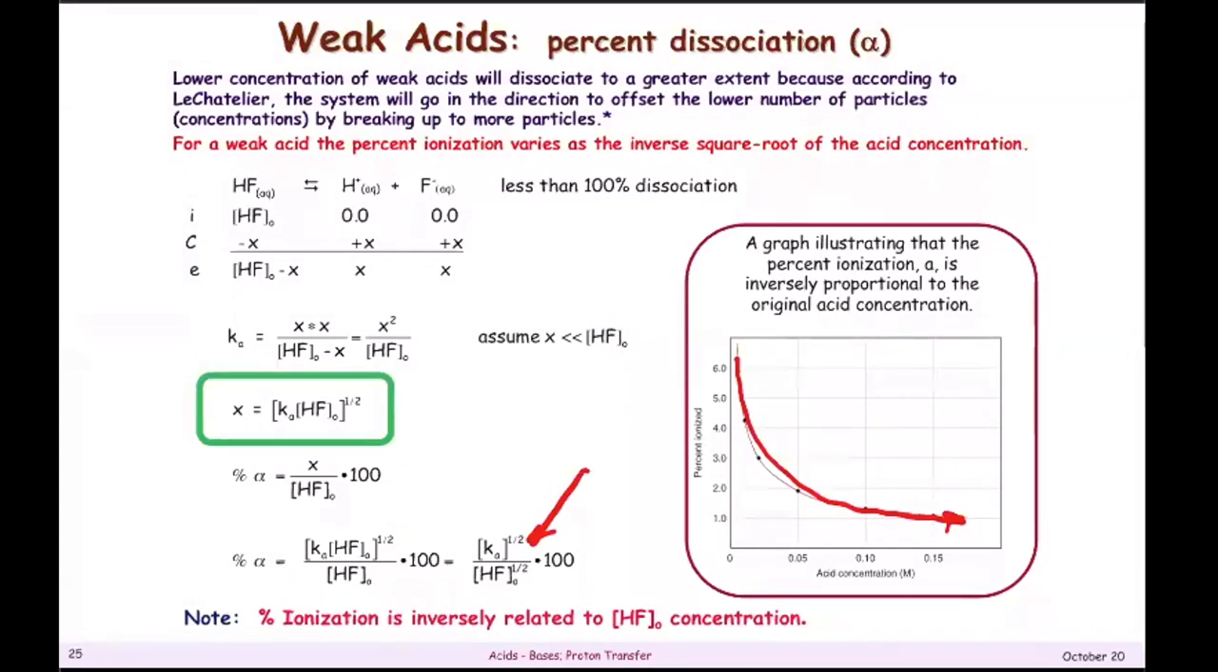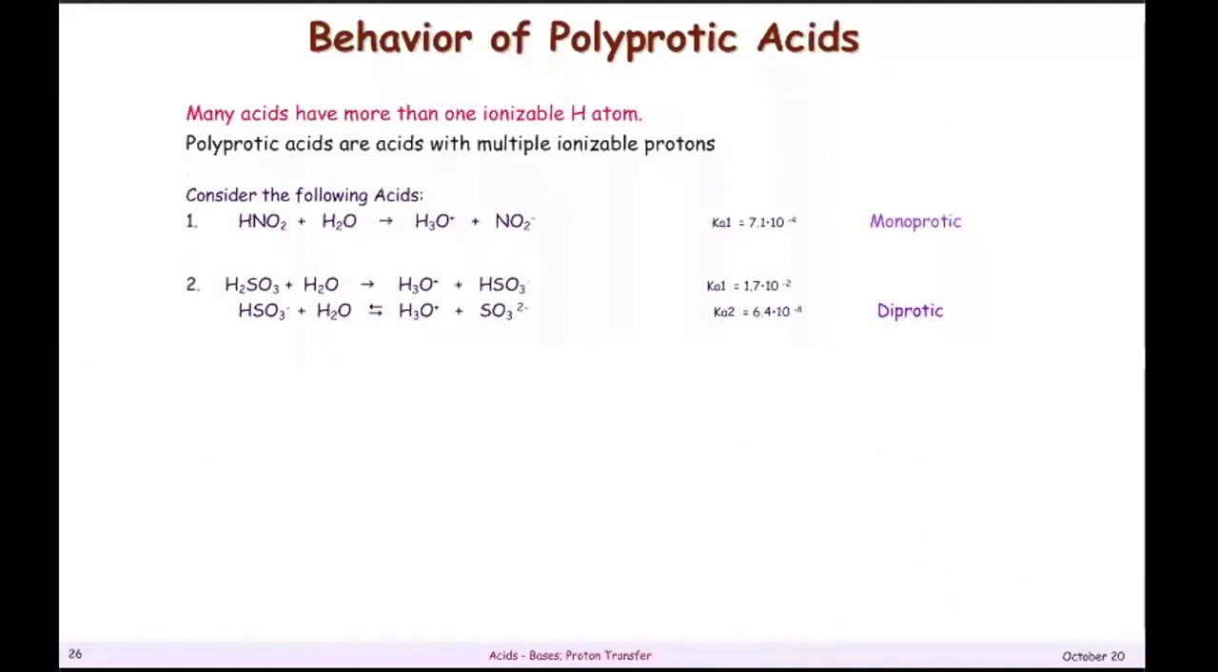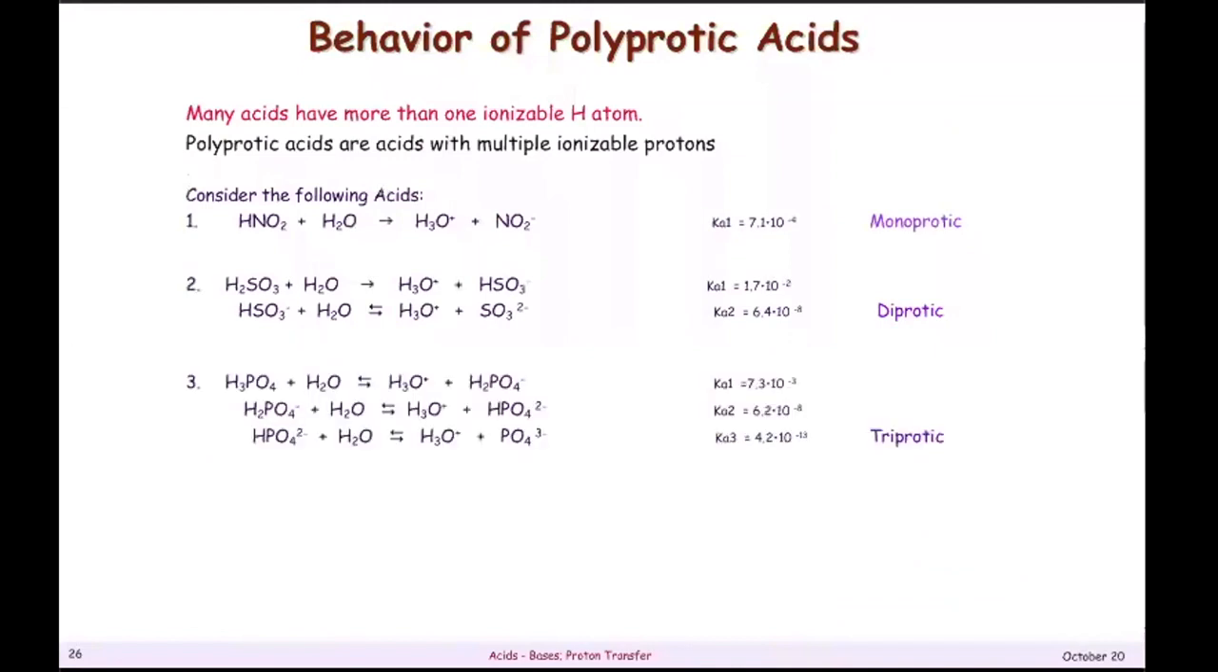Okay. So these are polyprotic systems. Polyprotic systems are chemicals that give up more than one hydrogen. Here is sulfuric acid. It gives up one hydrogen at a time. That's why we have two Ka's. This is a triprotic system. It gives off one hydrogen at a time. That's why we have three Ka's.